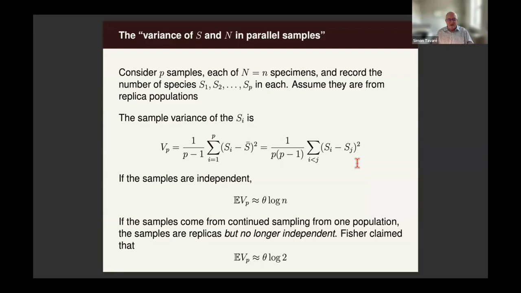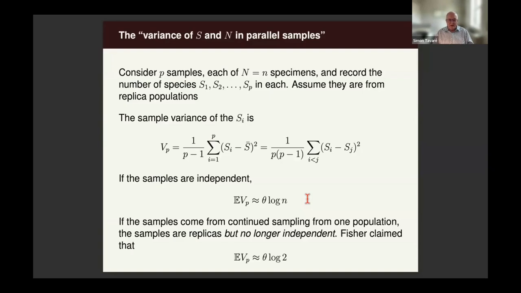And the peculiar thing about this, and the reason that everybody went ballistic about Fisher's argument, is that if the samples were independent of each other, then the expected value of VP should grow like theta log n. If, on the other hand, they are from continued sampling from one population, the samples are replicates but no longer independent, he claimed that the expected value of this sample variance is theta log 2. So these two things have very different implications for the ways in which inference works.